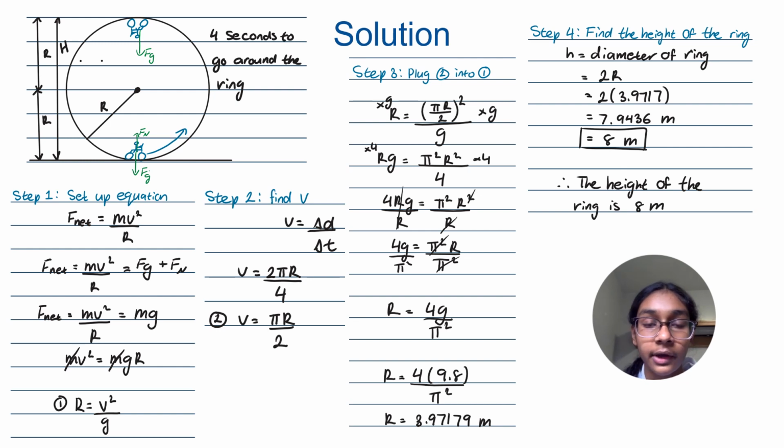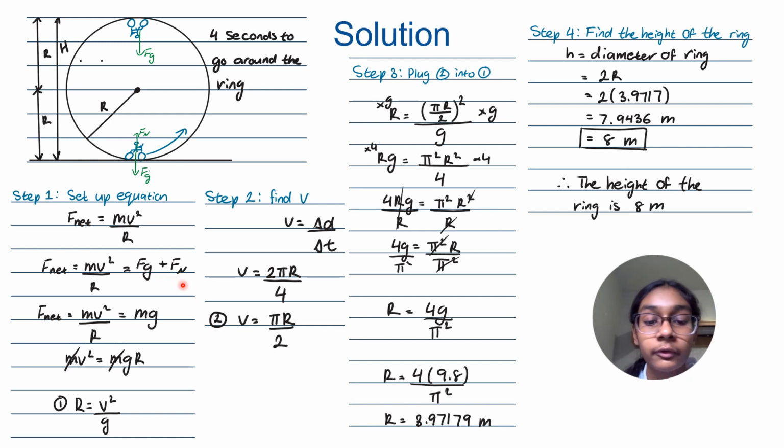In this scenario, we have a motorcycle going up a ring, and we are asked to find the total height of the ring. Here, the total height will equal the diameter of the ring, which is also equal to 2 times the radius. The first thing that we need to do is set up the equation, as shown in step 1. We will use the formula for centripetal force, which is F net is equal to mv squared over r. And when we write out the full equation, we get F net is equal to mv squared over r, which is also equal to the force of gravity plus the normal force.